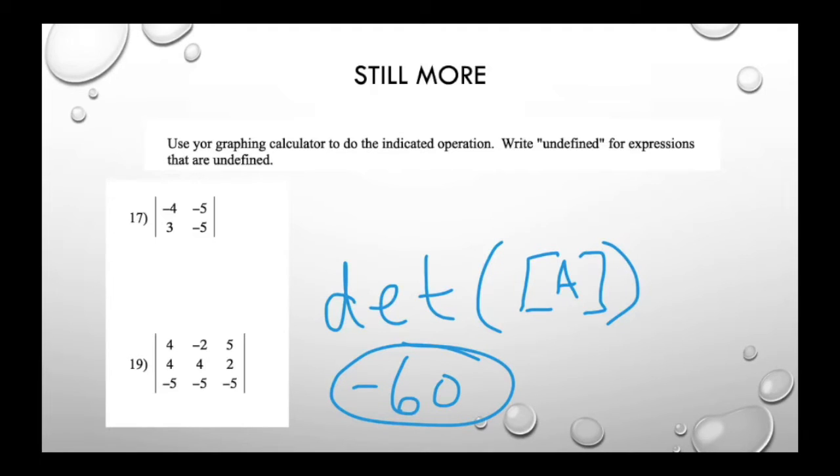17, 35. We noticed that number 17 is actually easier to do by hand than it is in your calculator because it's so small. It's just the downs minus the ups, and we can multiply quite fast. So that's going to be 20 minus a -15. We add those together, and it's going to be 35.